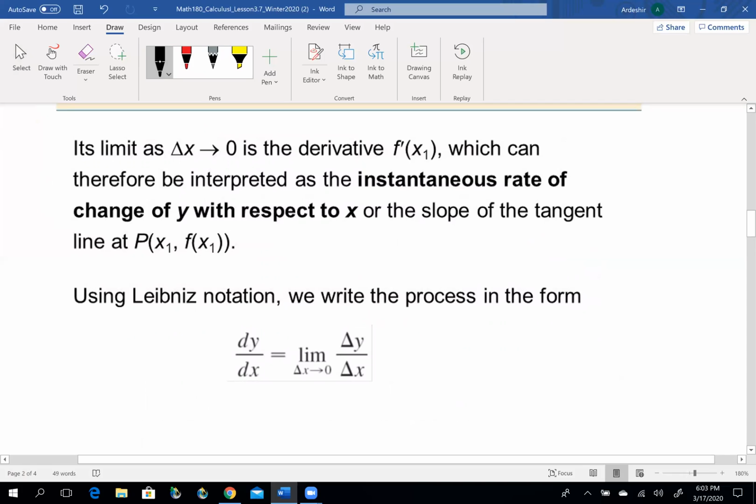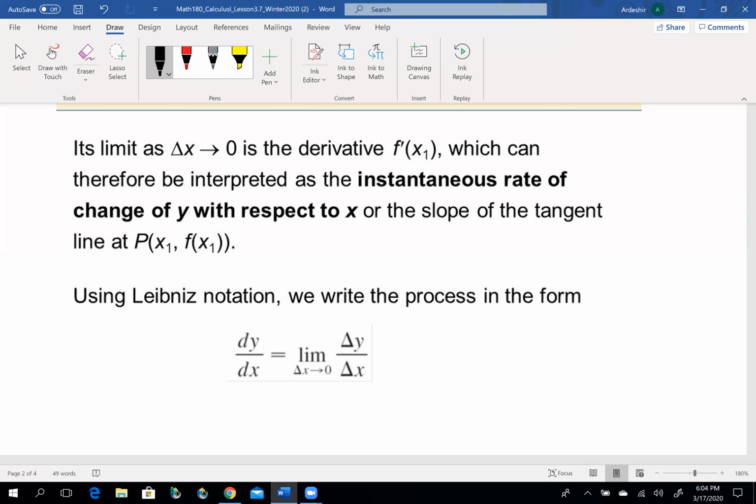Okay, so now the limit as delta x approaches 0 is a derivative, f prime of x sub 1, which can therefore be interpreted as the instantaneous rate of change of y with respect to x. In other words, it is the slope of the tangent line at the point P, x sub 1 and f of x sub 1. Using the notation, dy dx equals the limit as delta x approaches 0 of delta y over delta x. Again, delta y over delta x is the slope of a secant line, and when we take a limit as delta x approaches 0, it becomes the slope of a tangent line, as I explained in the previous slide.